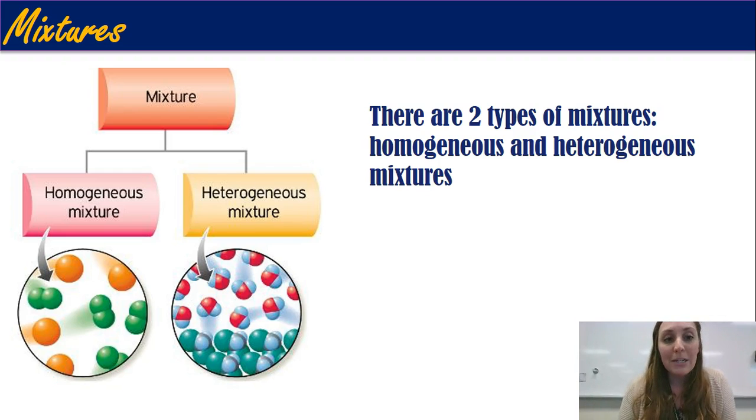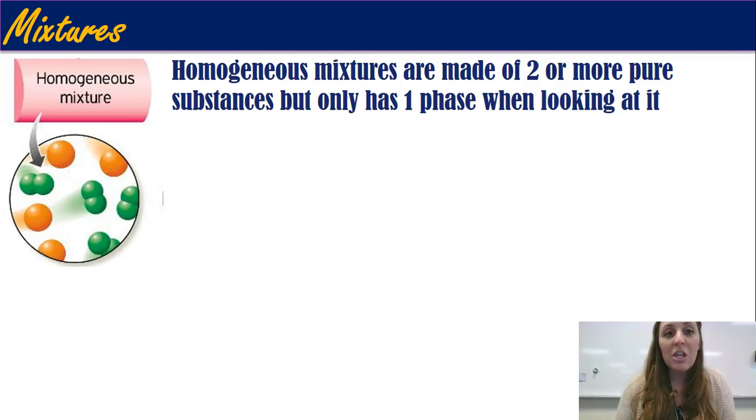So there are 2 types of mixtures. We have homogeneous and heterogeneous mixtures. Some people say it differently, but I've always been told homogeneous. So, okay, let's go talk about each one. A homogeneous mixture is made out of 2 or more pure substances, but there's only one phase when looking at it. And by phase, I mean everything looks the same. That's the one phase that it has.